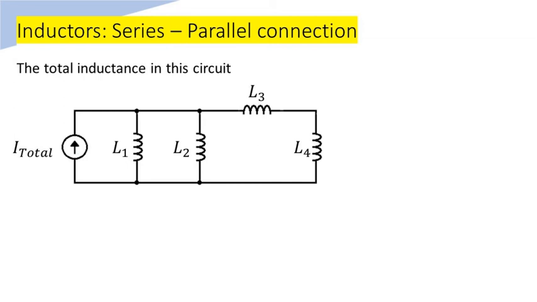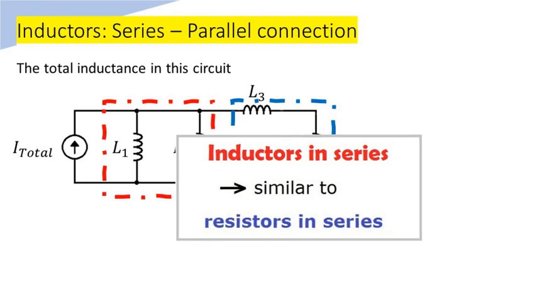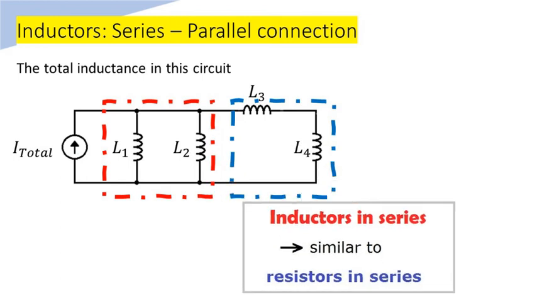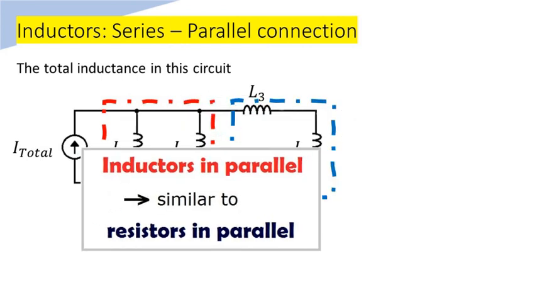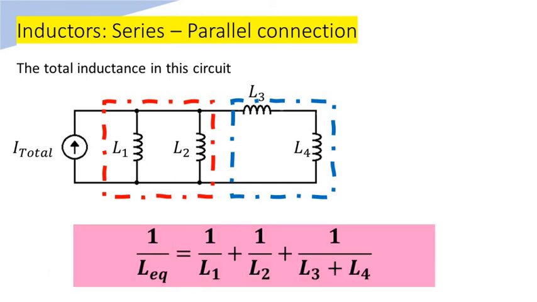Consider a case when there are several inductors connected in a combination of series and parallel as shown in this diagram. To calculate the total inductance, we use the two properties that we have in previous cases. The first one is, we treat series inductors in the same manner as the resistors in series. And the second part is, we treat parallel inductors similar to the resistors in parallel. The equivalent inductors for this circuit is.